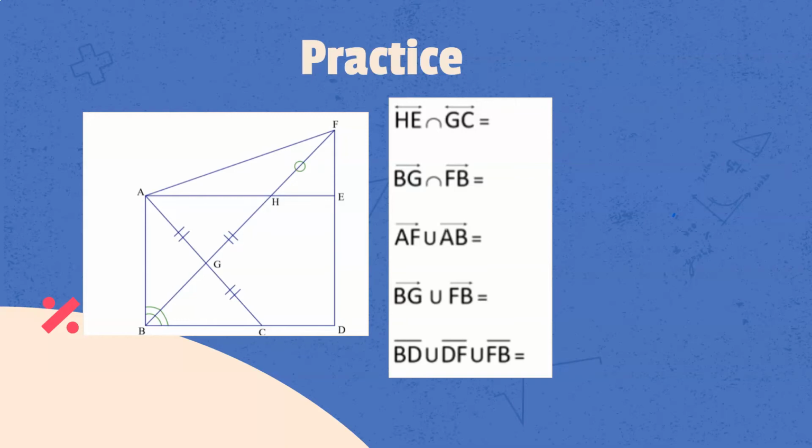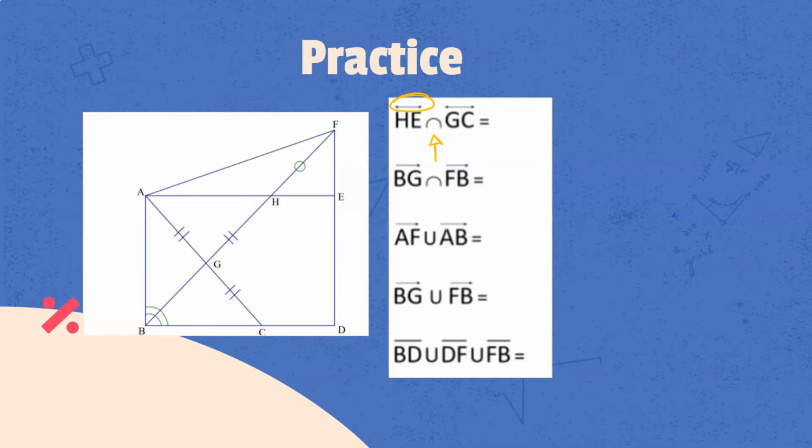So first off, we always have to look at the symbol. So here we have intersection because it's an upside down U. And then right after we look at the symbol, we have to look at this symbol. As we can see, we have two arrows, so this indicates a line. And as we know, a line goes infinitely in both directions. So here we're going to be looking at line HE.